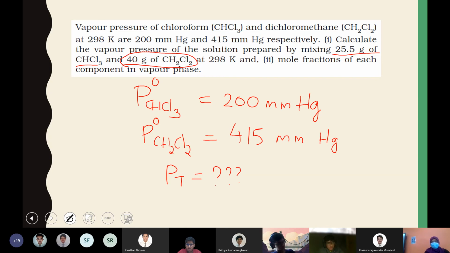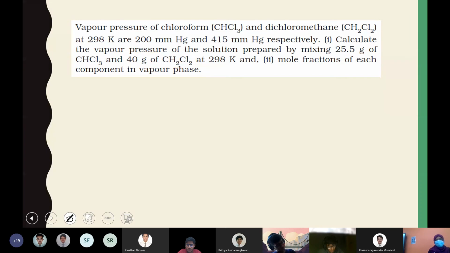So calculate the molar mass of chloroform and dichloromethane. That will be the first thing. So first is CHCl3. What will be the molar mass? Carbon is 12 and chlorine you take as 35.5.